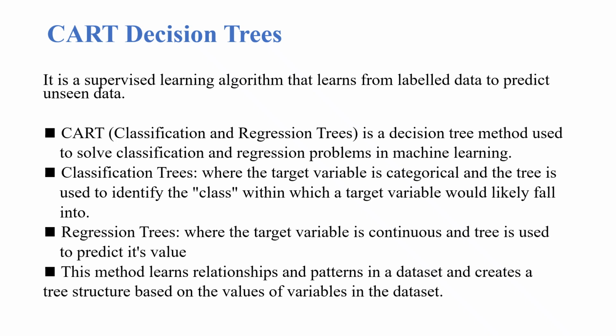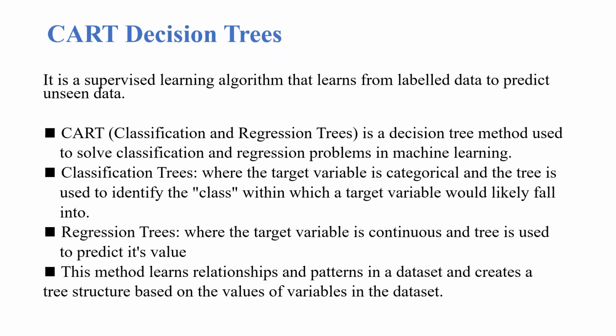Good morning. Today we are going to discuss the CART algorithm in the decision tree. It is a supervised learning algorithm that learns from the labeled data to predict the unseen data. The abbreviation for CART is classification and regression tree. It is a decision tree method used to solve classification and regression problems in machine learning.